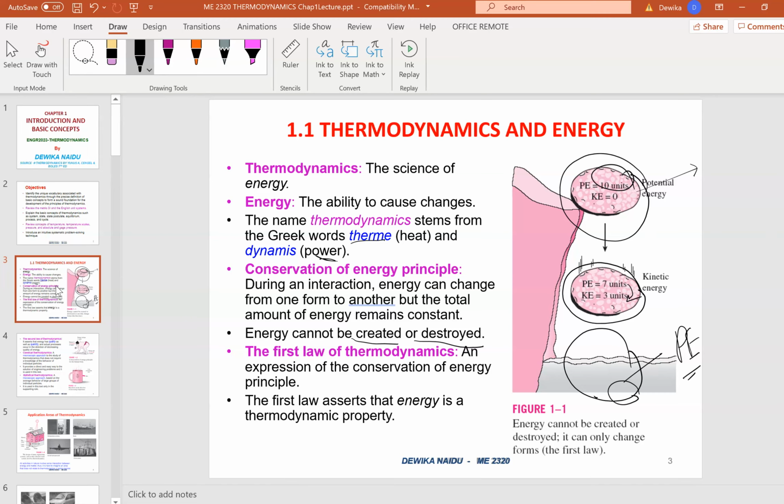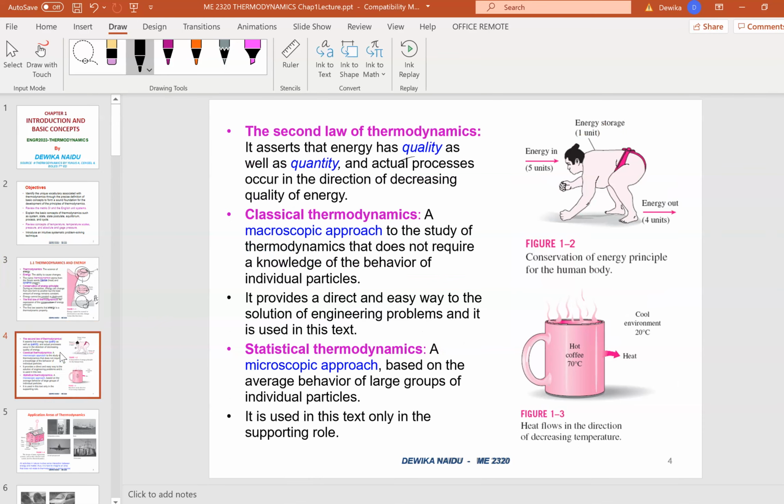This is the first law of thermodynamics, which talks about the quantity of energy itself and the conservation of energy principle. The second law of thermodynamics speaks about the quality of energy. There will be a chapter dedicated to the second law of thermodynamics, and we will go through it in detail. The second law also says that energy moves in a certain direction. So that's about the first law and second law.